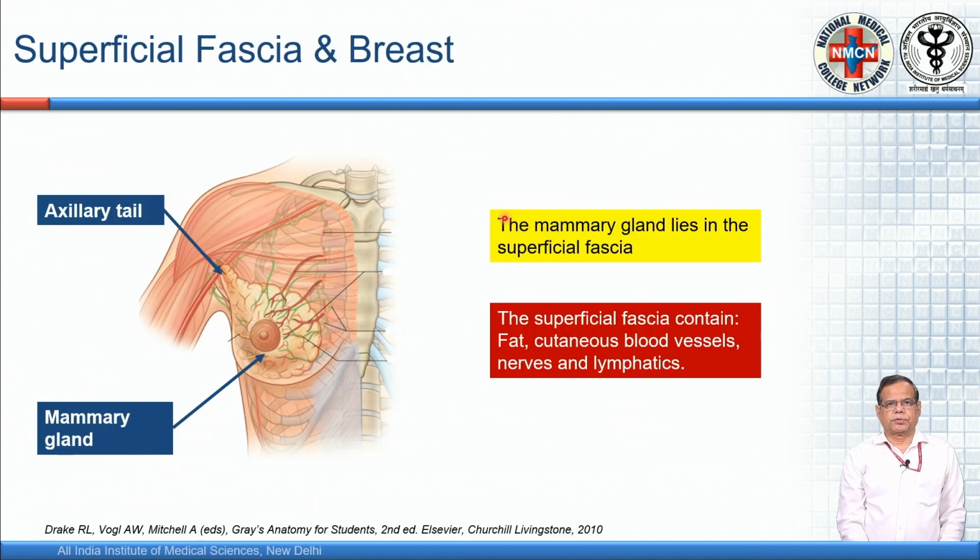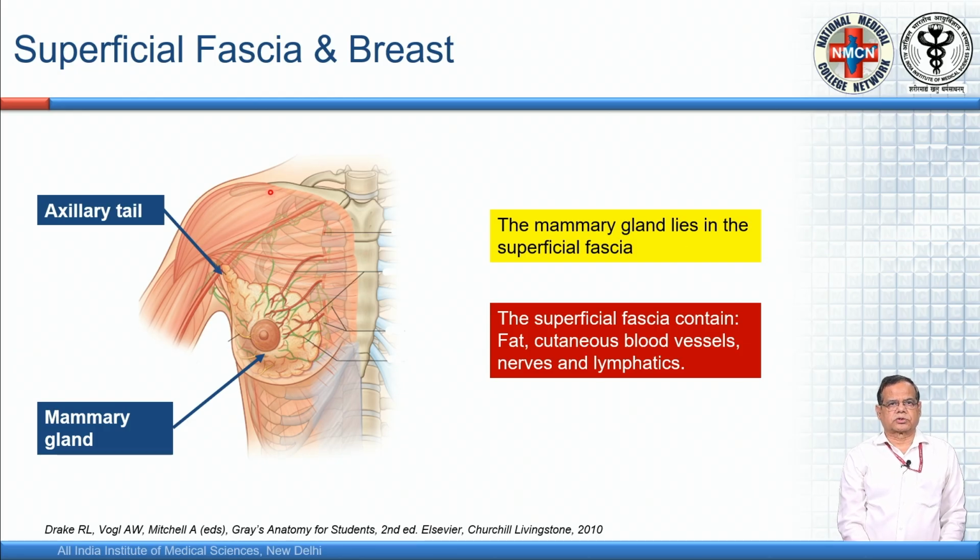Superficial fascia. Deep to the skin lies the superficial fascia. The superficial fascia contains fat, some connective tissue, cutaneous blood vessels, nerves and lymphatics. The mammary gland lies in the superficial fascia. The axillary tail is very important surgically. It goes towards the axilla.